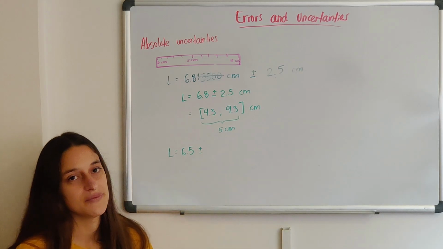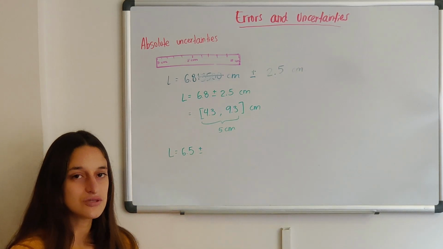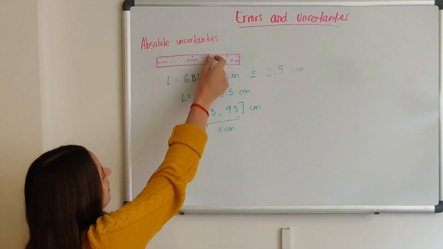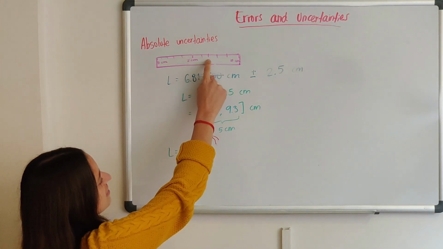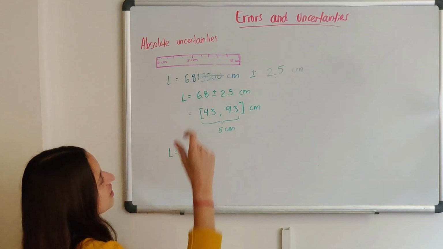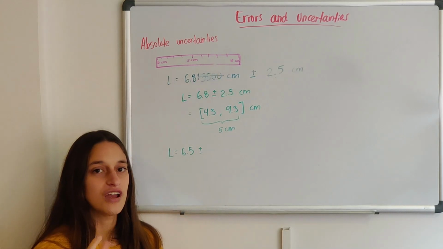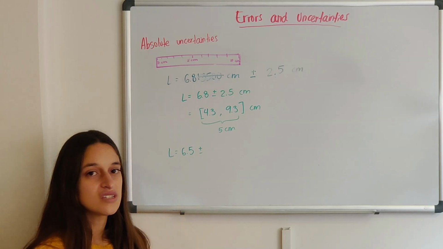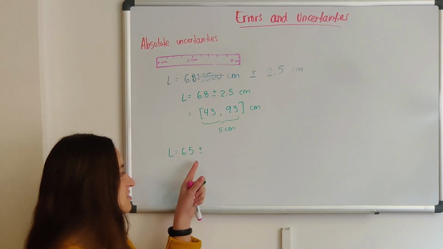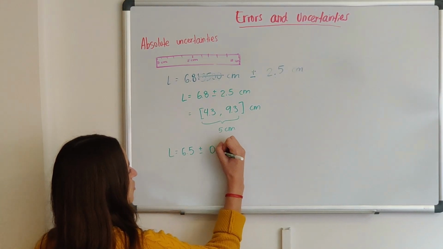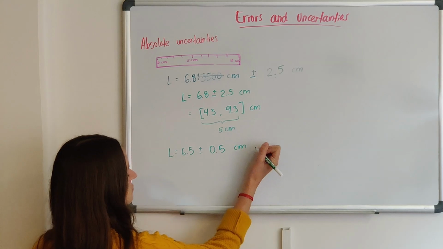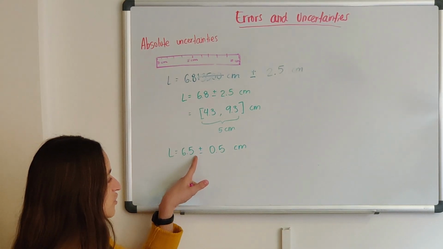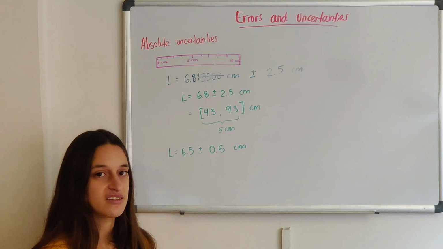Plus or minus what? What is the amount of centimeters between two consecutive lines? Well, this time it's 1 centimeter. There's a line in 6, there's a line in 7, and there's a line in 8. So for every 1 centimeter, there's a line. So 1 centimeter divided by 2, that means my uncertainty would be 0.5 centimeters. Notice that I still can't add more decimal numbers over here. I don't have enough information for that.